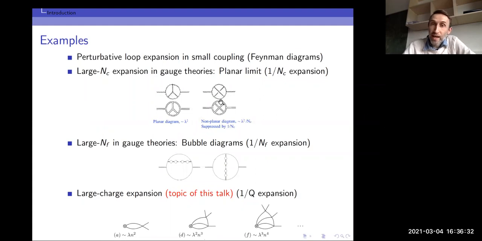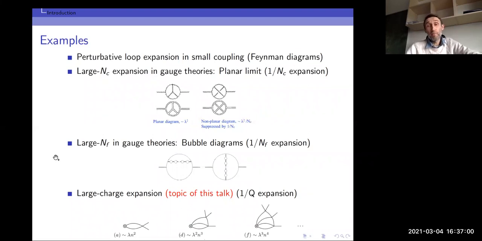While for the non-planar diagrams, you have to go outside of the plane to draw them, or just to say that the lines intersect not only at the endpoints, but actually in between. So somehow you cannot draw them on one plane. And non-planar diagrams are suppressed, as you can show, by 1 over N_C factors. So they're subleading in the large N_C expansion.